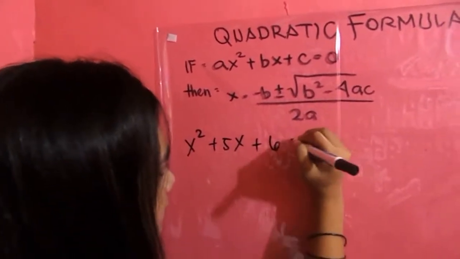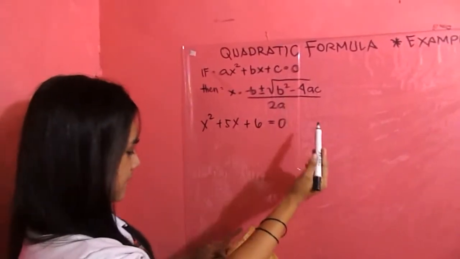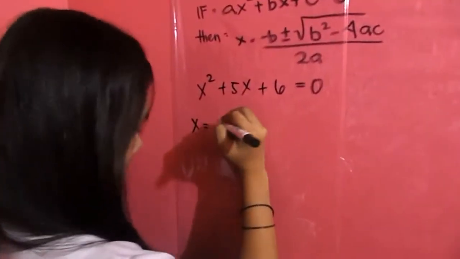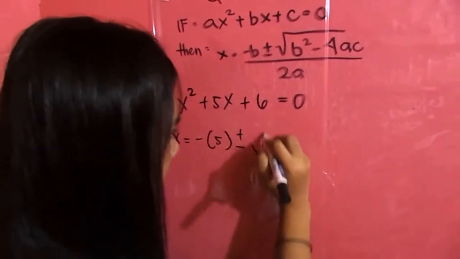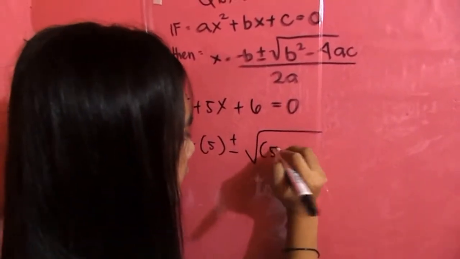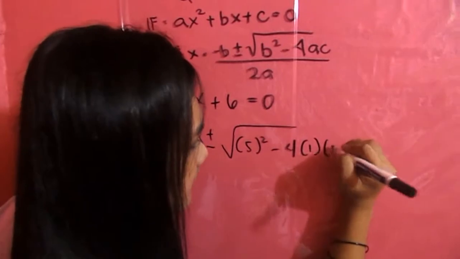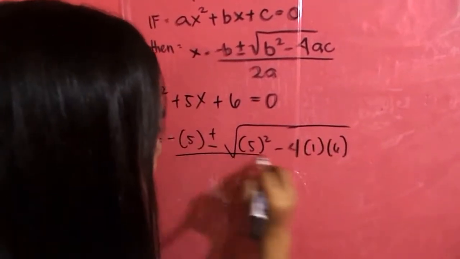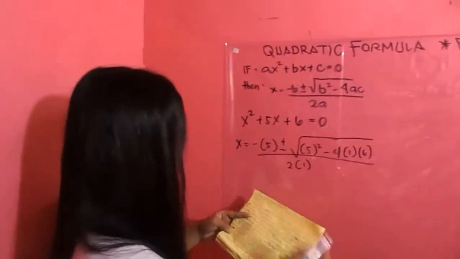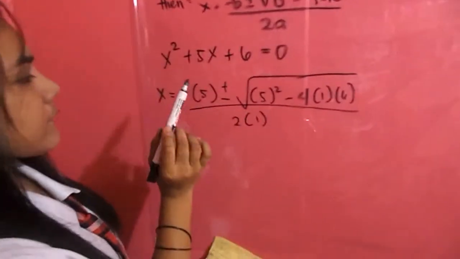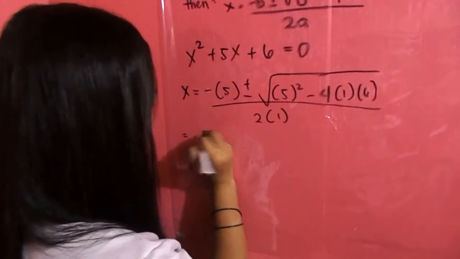plus 6 equals 0. Using this formula, we can solve this by x equals negative 5, positive or negative square root of 5 squared minus 4 times 1 times 6, over 2 times 1, equals negative 5.